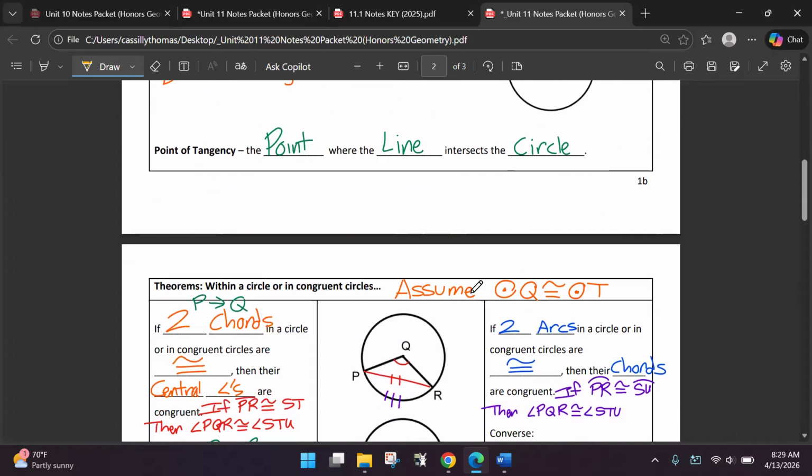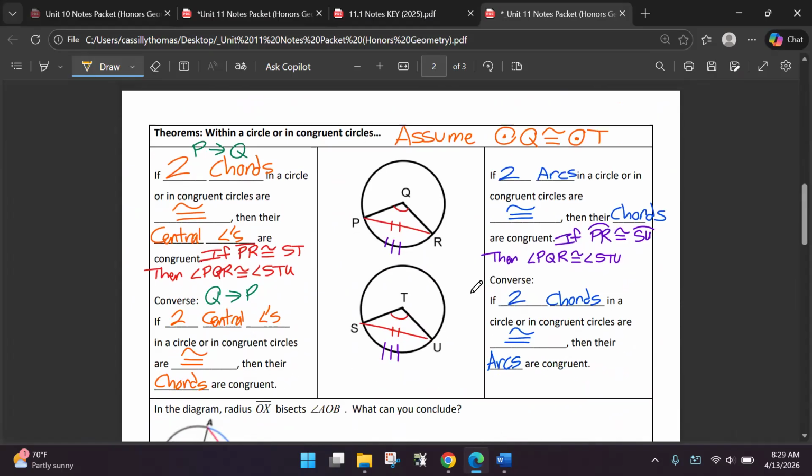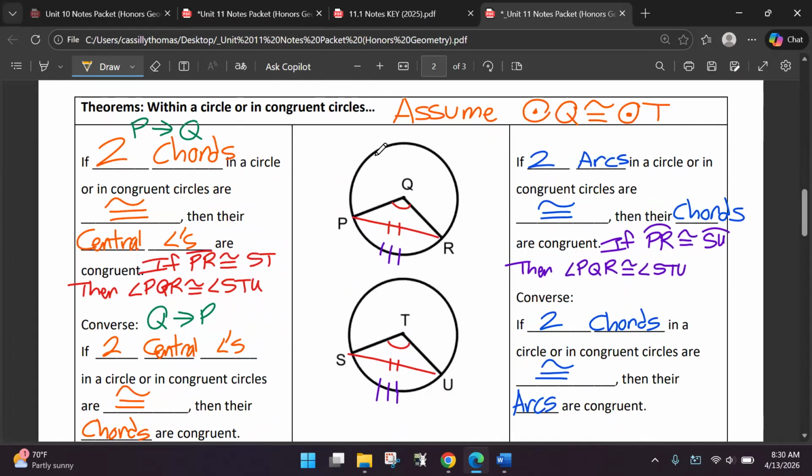So now let's look at a few theorems that we can say about these chords. Here's what we have. We're going to have two circles here, and I forgot to write this on here, so I want you to assume that circle Q, remember we name circles based on that center point, is congruent to circle T. If that's true, the circles are the same size. Here are two theorems that are always going to be true.